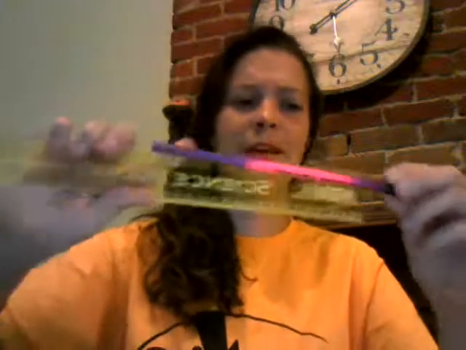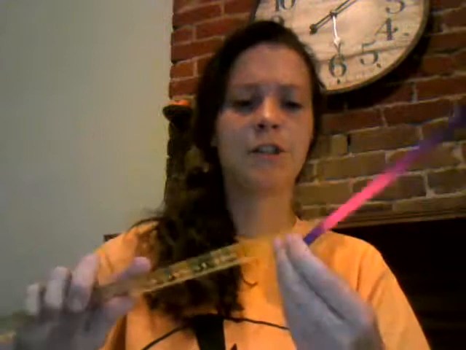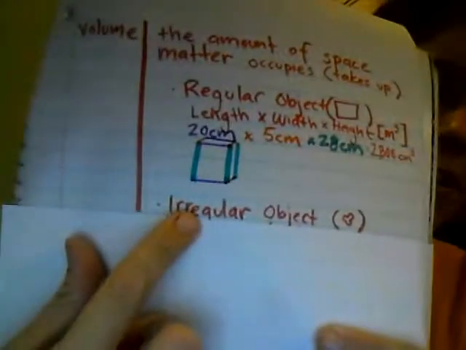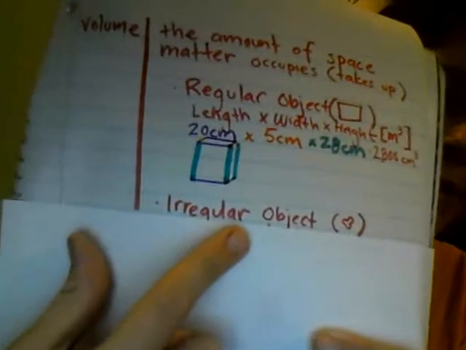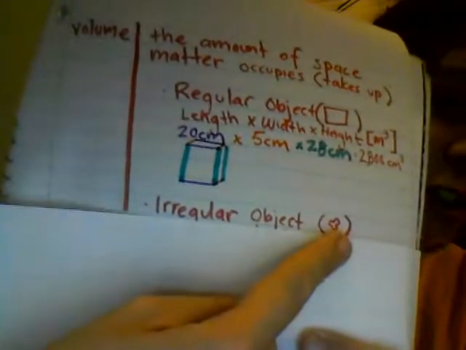But what if I wanted to find the volume of this pencil? I could measure the length, but it's also a circle, so it'd be hard to measure all the dimensions. That's why we have a different way to measure irregular shapes. An irregular object is just something that doesn't have nice corners. So go ahead and write your next bullet point, irregular object, and just draw a little blob.